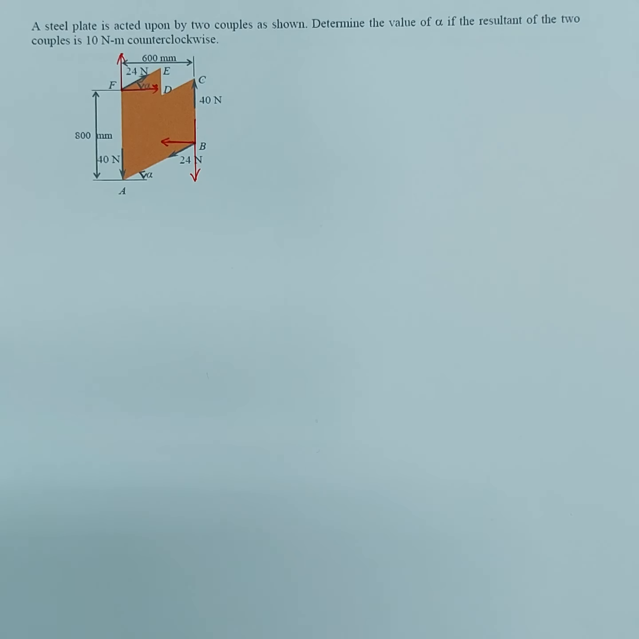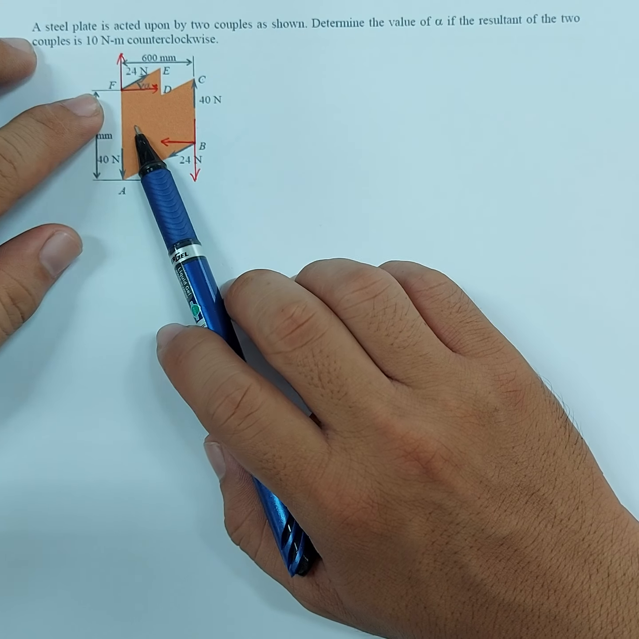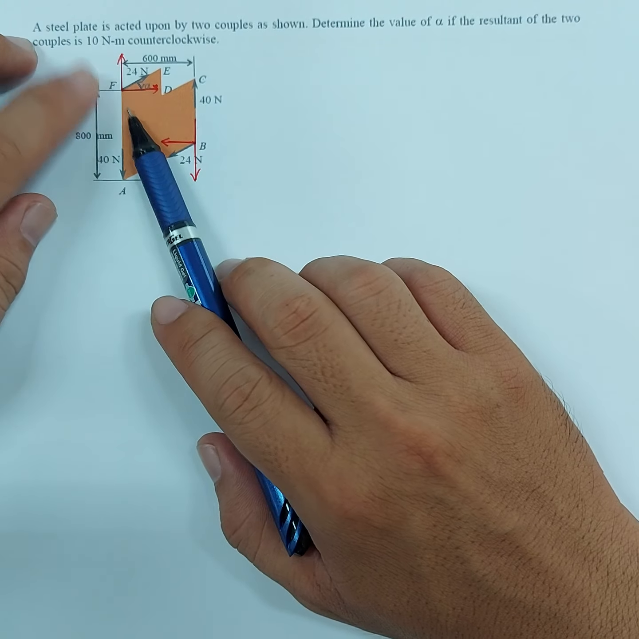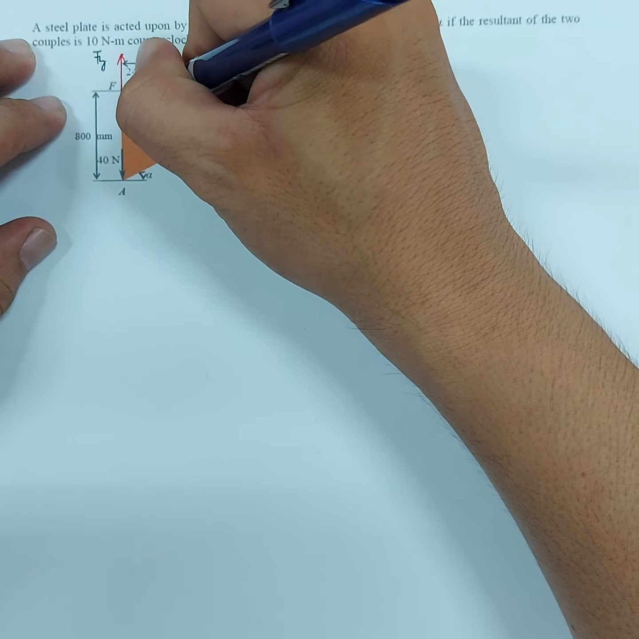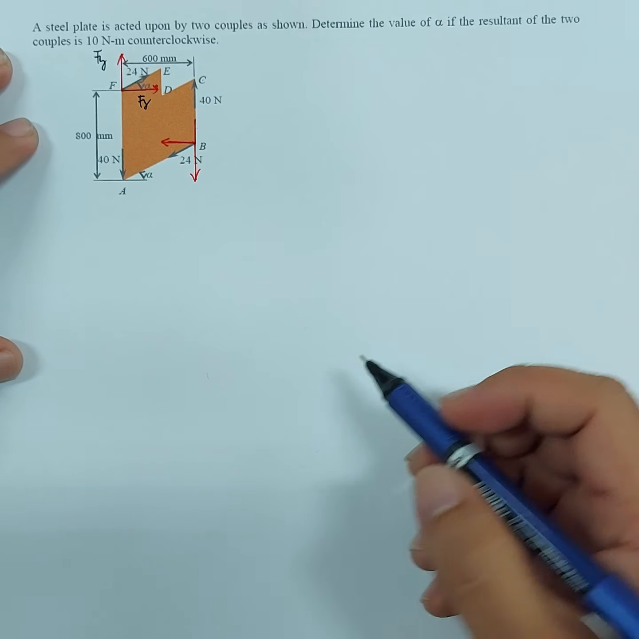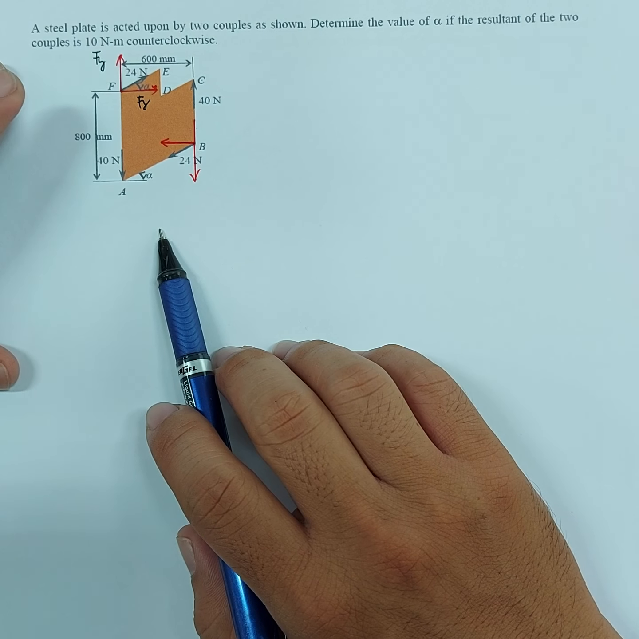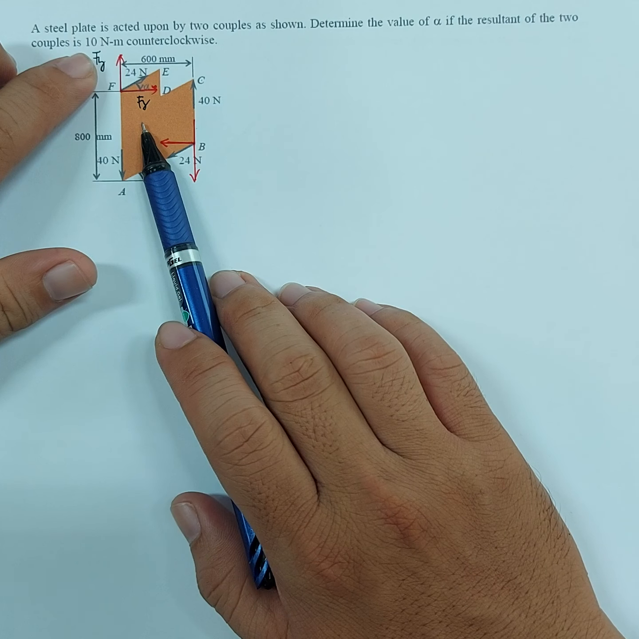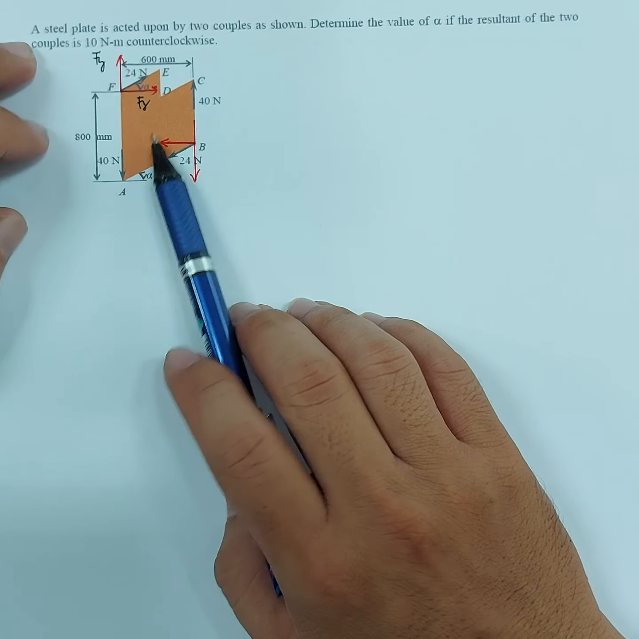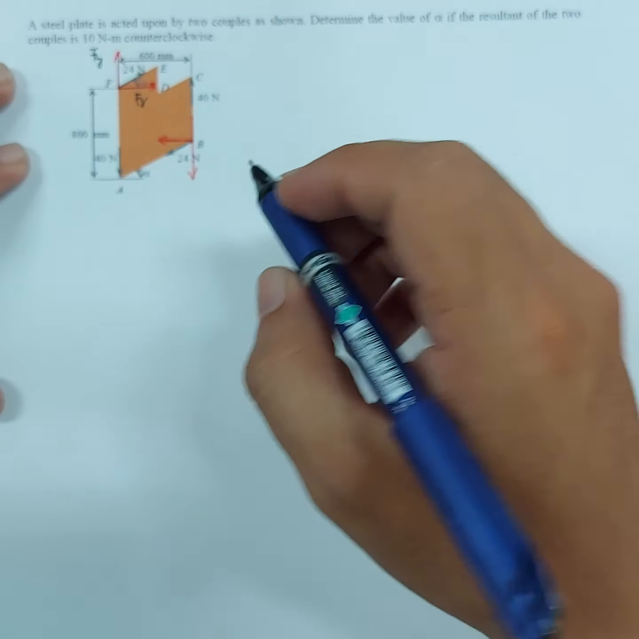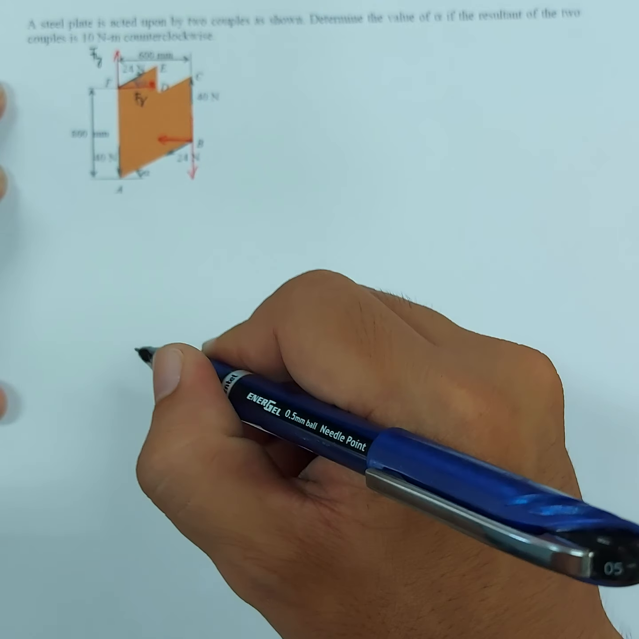Okay? So, sa solution natin, we're going to resolve now yung inclined force into two components. Okay, Fx and Fy. Okay? So, yung sum or the resultant ng dalawang couple is 10 Newton meters. Pinag-add natin, the result would be 10 Newton meter counterclockwise, so negative siya. Okay. So, let's do it.